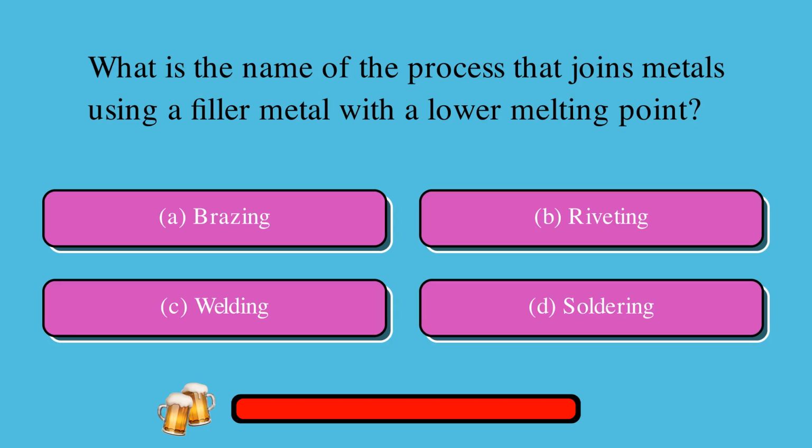What is the name of the process that joins metals using a filler metal with a lower melting point? Answer choices: A. Brazing, or B. Riveting, or C. Welding, or D. Soldering. The correct answer is A. Brazing.